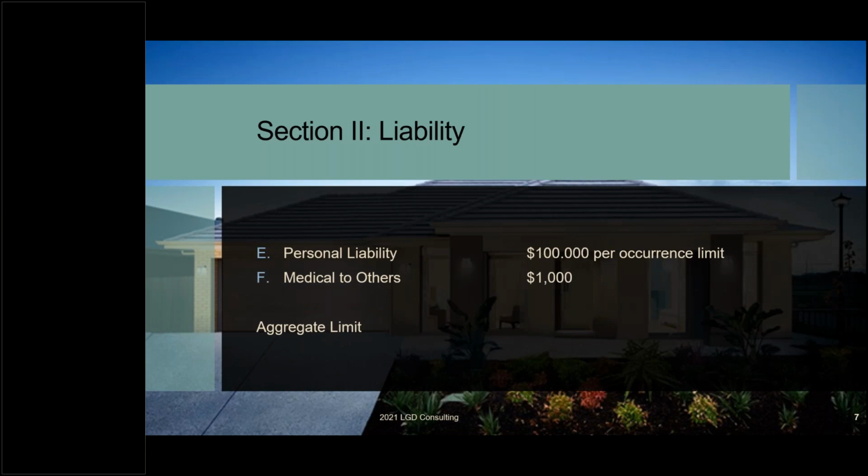So Section 1 is property. Section 2 is liability. And it's broken down into coverage E, which is personal liability, which again, the standard limit is $100,000 per occurrence anywhere in the world. Right? And then medical to others is $1,000. Remember, that's the ambulance ride. Now, this personal liability, this $100,000 is a minimum. You can always buy more. But that's a per occurrence limit.